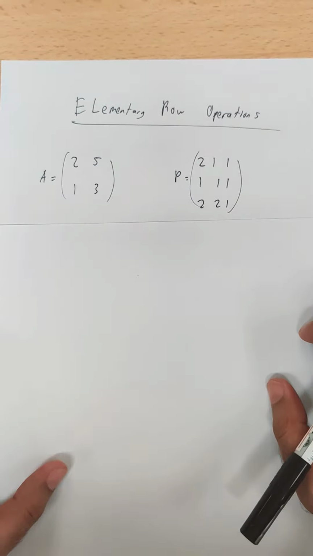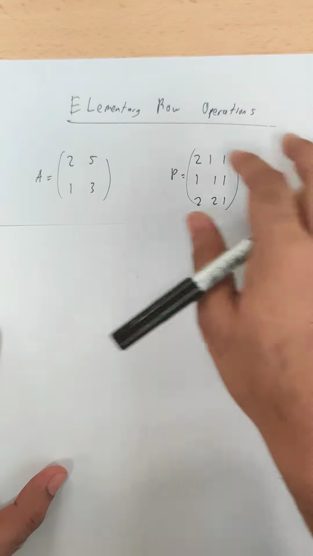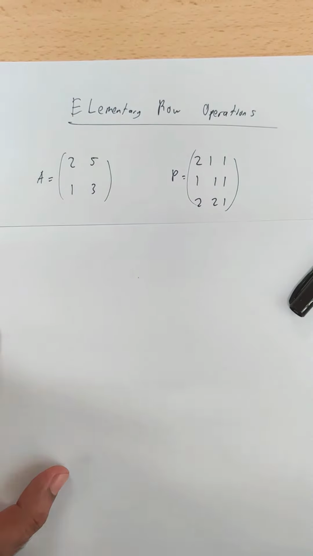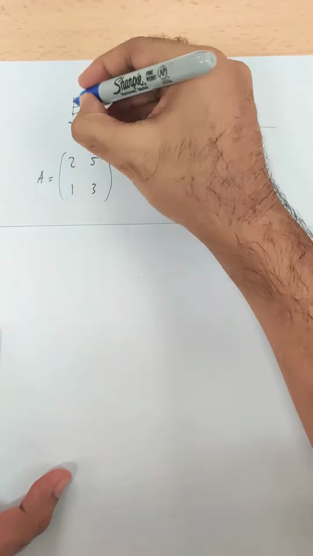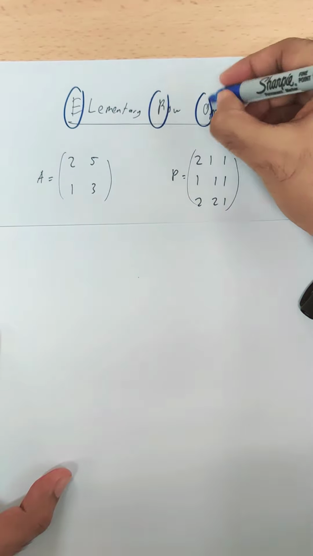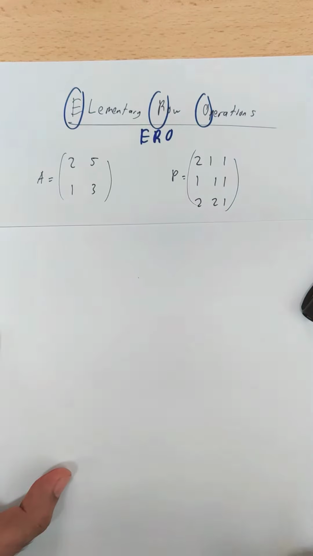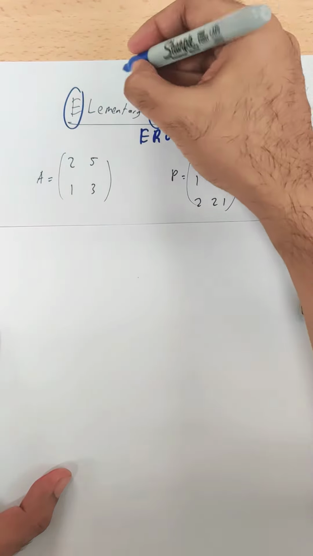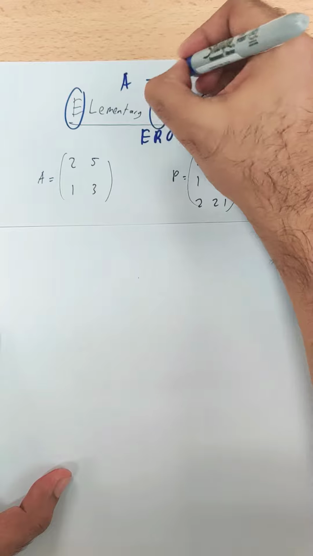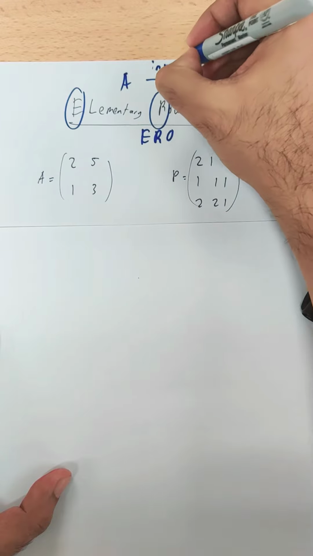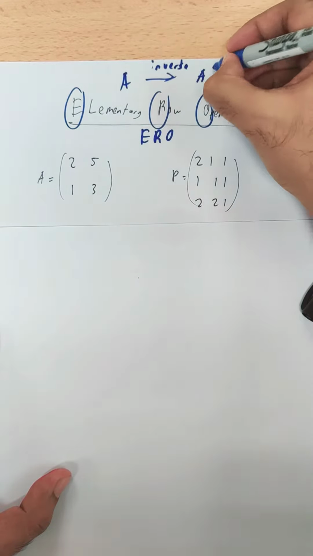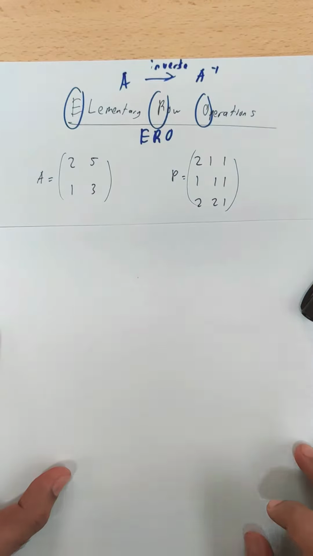In fact, a very new technique, because we're going to learn something called elementary row operations, and sometimes people just say it as ERO, as you can see here, the ERO method. Why do you need this method? Because you're going to change your matrices. Let's say from matrix A, you're going to inverse it into A inverse. So that's what we're going to do.